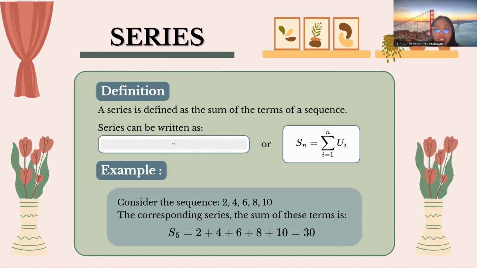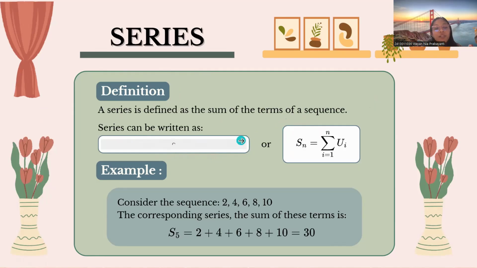Or we can notate it in sigma notation, where S sub n is called a partial sum, the sum of the first n terms in the series. So this is what we are going to learn. In a sequence, we already know the terms, and in a series, we are going to sum them. We're going to keep adding the terms of the sequence.